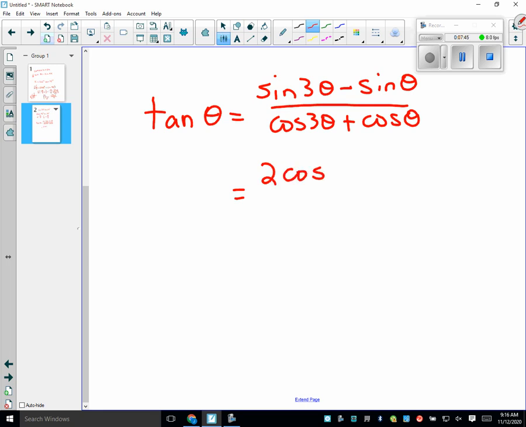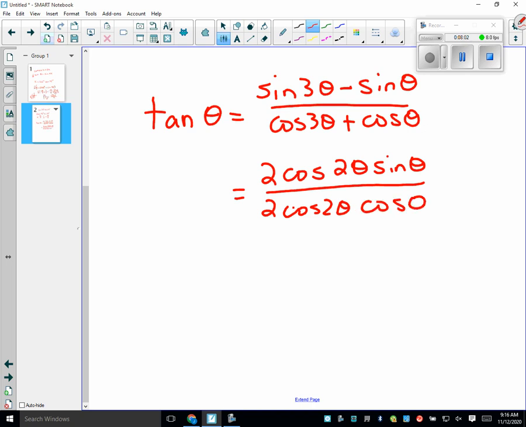2 cosine 2 theta over, is it over? Okay. Cosine theta. And look what cancels. The 2's, the cosine of 2 theta, and do I have tan theta?